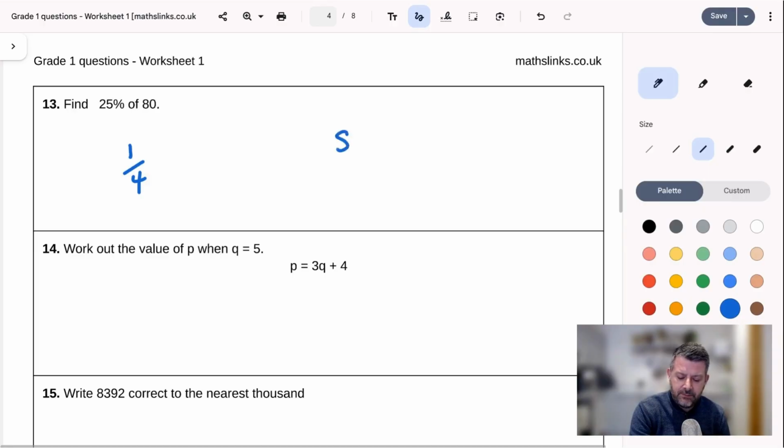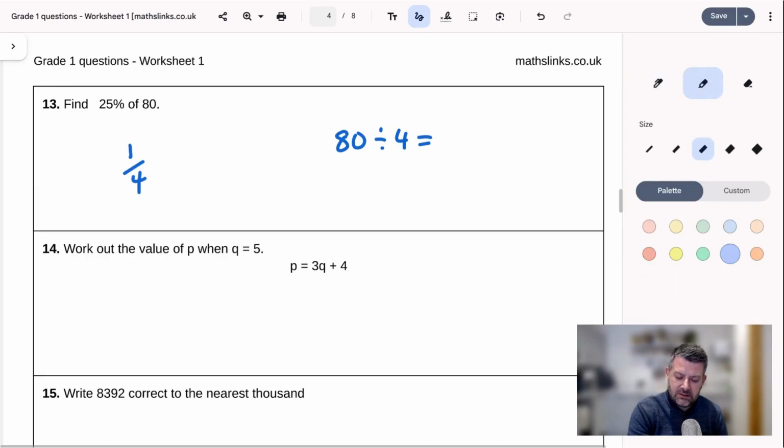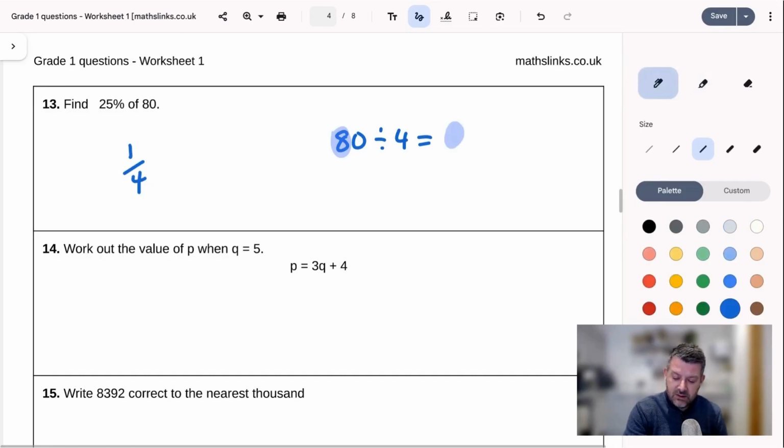So what we should be doing here is 80 divided by 4. Whenever you're doing something like this, you're looking to see whether the 4 goes into the 8. If it does, which it does, we say, right, 4 goes into 8 twice, and then we just plot that 0 back on the end. So 80 divided by 4 is 20. That is 25% of 80.